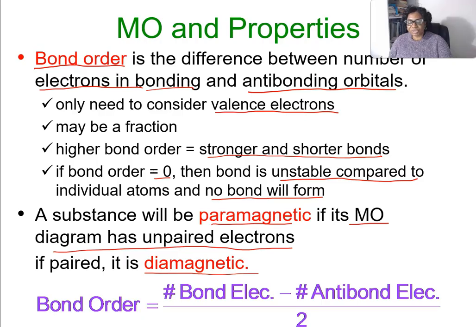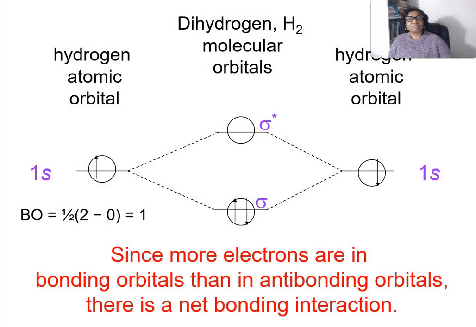Let's look at the hydrogen molecule. These are the electrons in the hydrogen atom. The hydrogen atomic orbital 1s has 1 electron, you see it. This is the other electron in the other hydrogen. So you have 2 hydrogens, hydrogen 1 and hydrogen 2. They combine to form a hydrogen molecule.